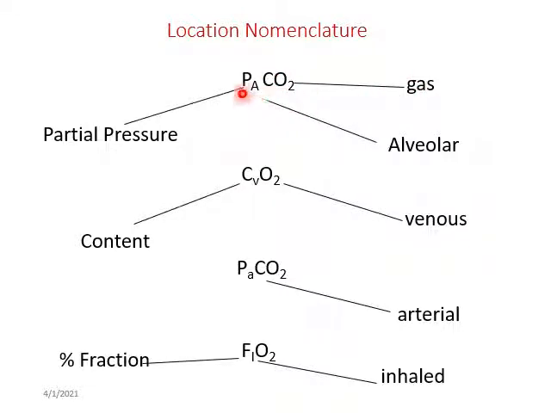So if you want to read this, it's going to be the partial pressure of CO2 in the alveolar air, or alveolar PCO2, partial pressure. If you want to read this, it's going to be arterial partial pressure of CO2, or partial pressure of CO2 in the arterial blood. If you replace this one with oxygen, it is going to be partial pressure of oxygen in the arterial blood. Here, if you replace CO2 by O2, it's going to be the partial pressure of oxygen in the alveoli, or alveolar PO2, partial pressure.